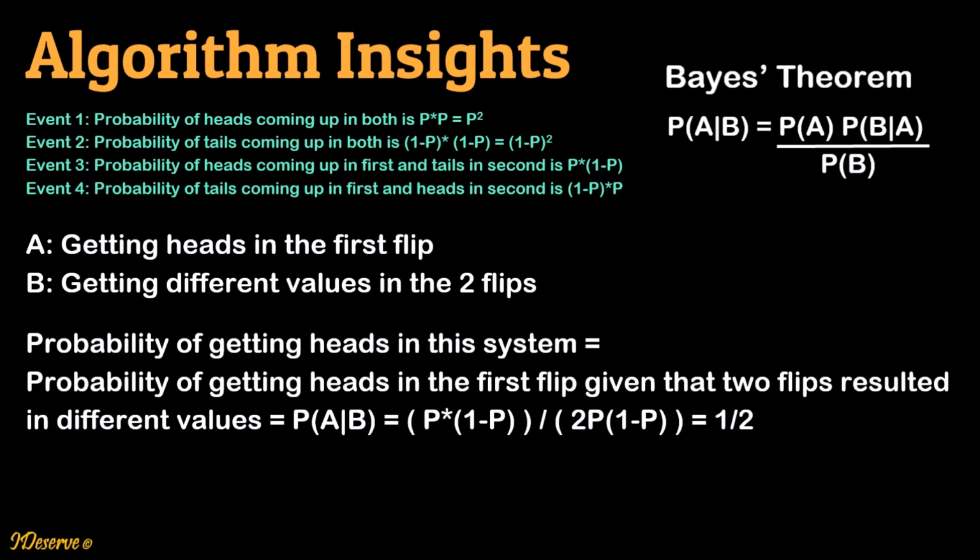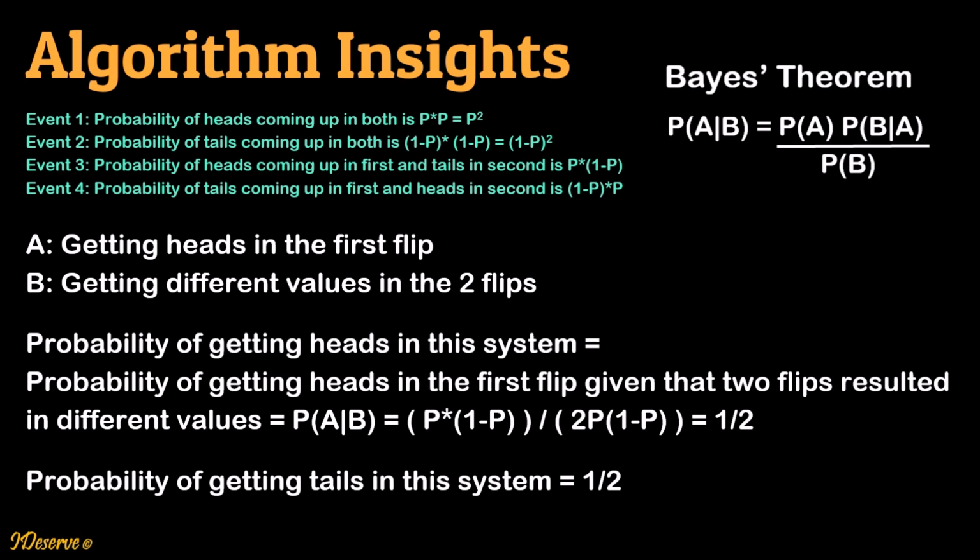Now we have all the values. So probability of getting heads in this system is probability of A, which is P, into probability of B given that A has already occurred, which is 1 minus P, divided by probability of B, which is 2P into 1 minus P. So the result here is 1 by 2. Similarly, probability of getting tails in this system is also 1 by 2. Hence, we have proved that the probability of getting heads or tails in this system is same.